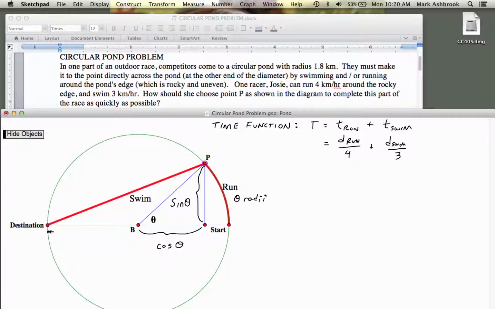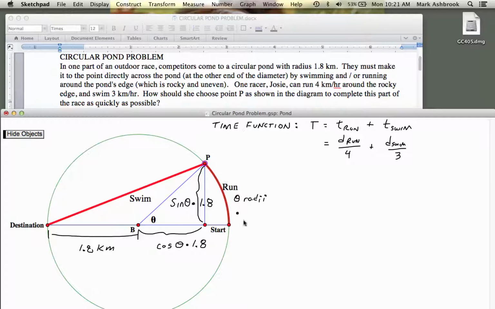Well, if each radius is 1.8 kilometers, then getting these distances in kilometers is easy, because if we're measuring in radii, then we're just going to take that number of 1.8 kilometers to get how many kilometers that is. So we're going to take that number of 1.8s, and that'll give us kilometers. Similarly, it'll be sine theta times 1.8, and that'll be how many kilometers that is.